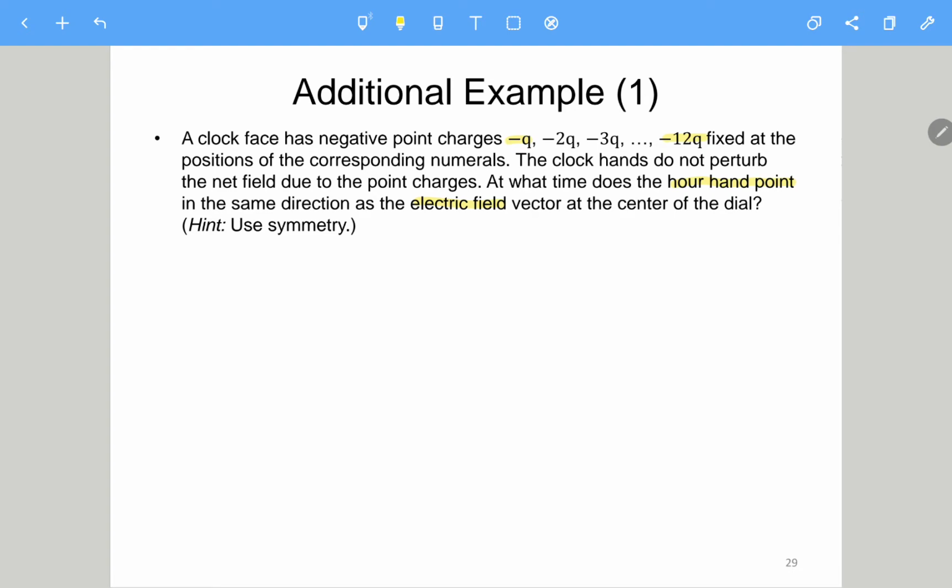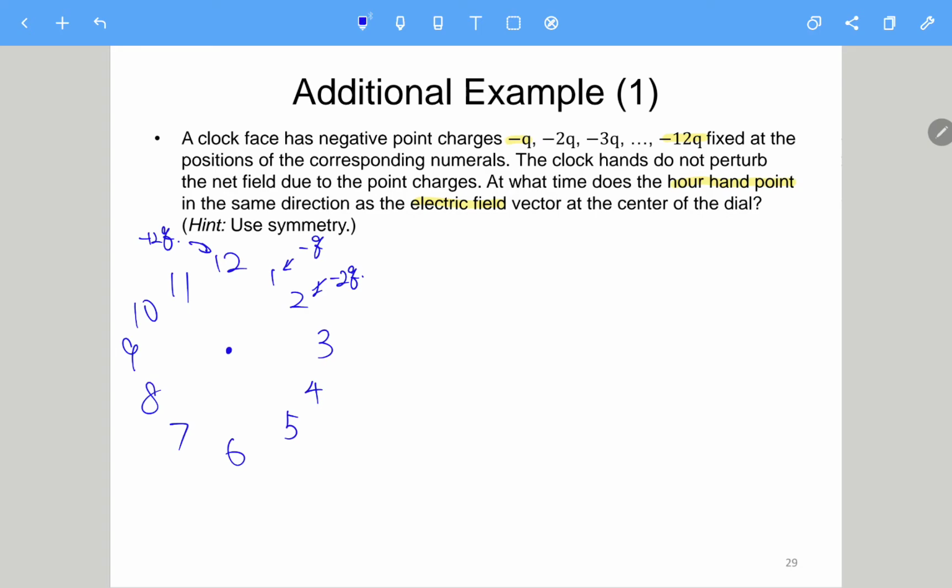Actually you can see a clock there, also a clock here. We have the numbers 12, 1, 2, 3, 4, 5, 6, 7, 8, 9, 10, 11, and we have some charge there. For this one we have negative Q, for this one negative 2Q, and so on and so forth, until here we have negative 12Q. It asks what the E field is at the center. You don't need to calculate the number, you just need to consider the direction of the E field.